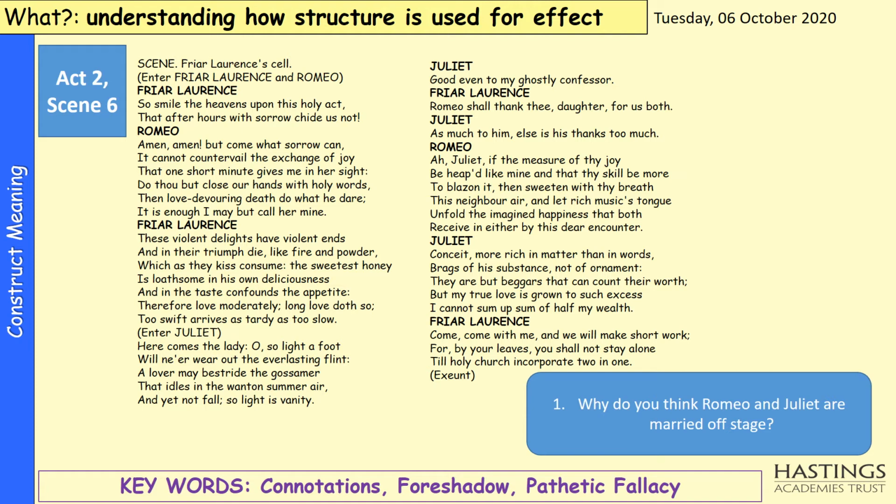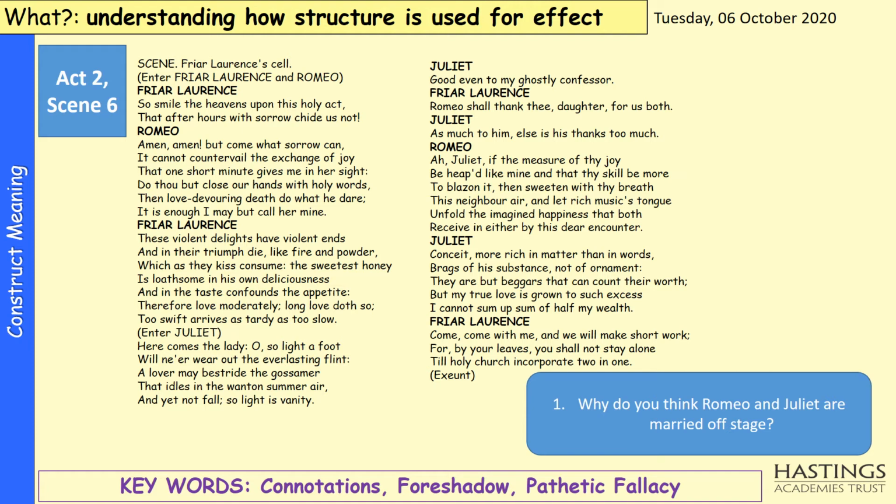What Friar Lawrence is saying there is, may heaven smile upon this holy act, upon this marriage. And where he says that after hours with sorrow chide us not, he's saying hopefully afterwards, in the future, they won't regret it. Sorrow is not going to make fun of them. So he's really hoping that he's not going to regret this decision, but he does already have those thoughts in his head.